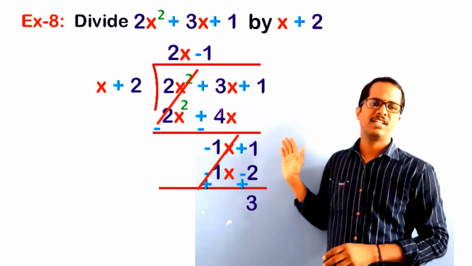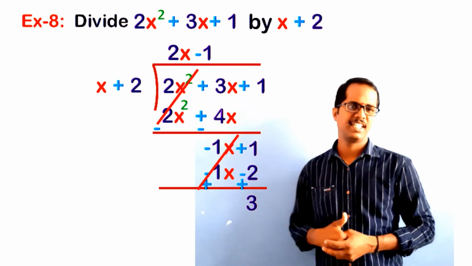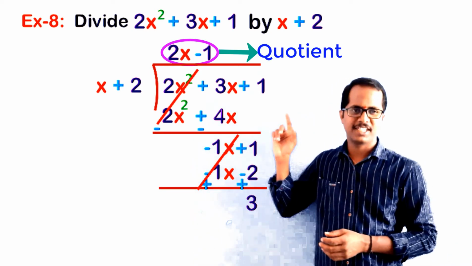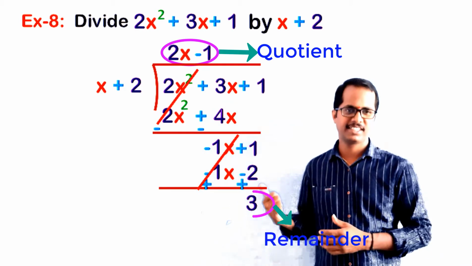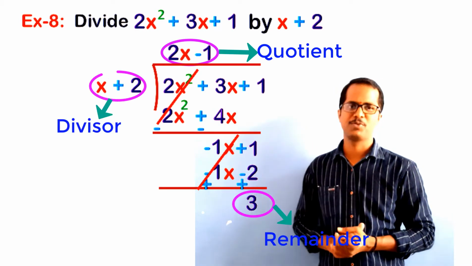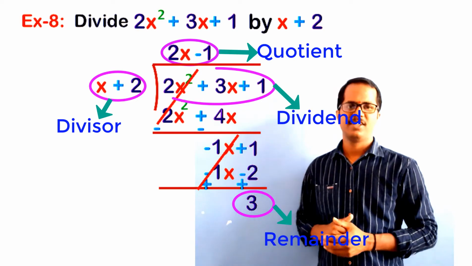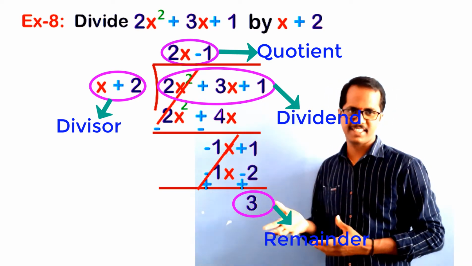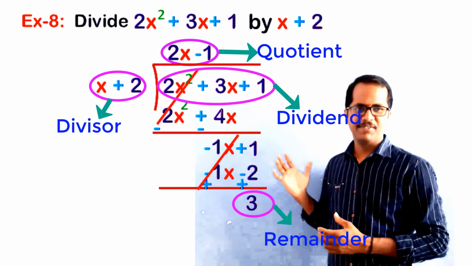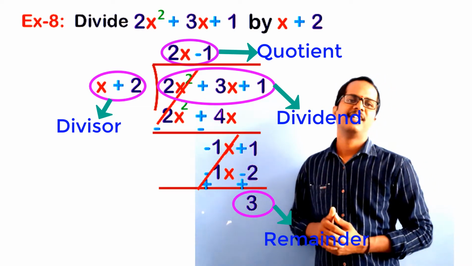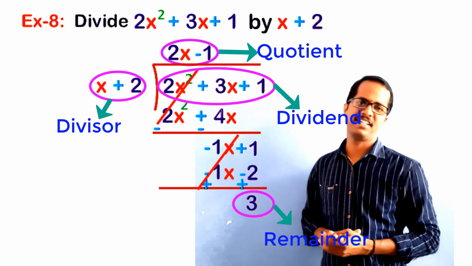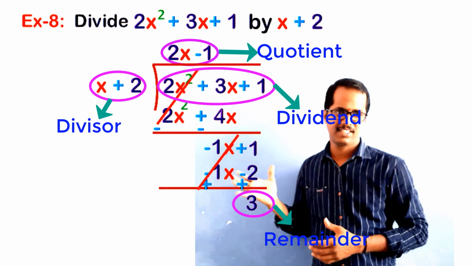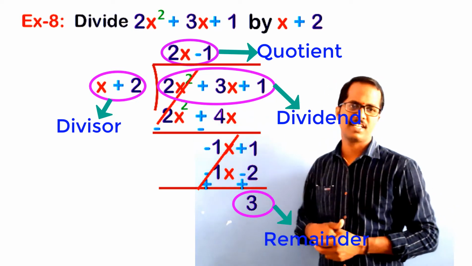Now if we observe here, what is the quotient that we get here? That is 2x minus 1. So the quotient is 2x minus 1 and the remainder is 3 and the divisor is x plus 2 and the dividend is 2x square plus 3x plus 1. And we all know very well the division fact, the division algorithm, that is dividend is equal to divisor into quotient plus remainder.